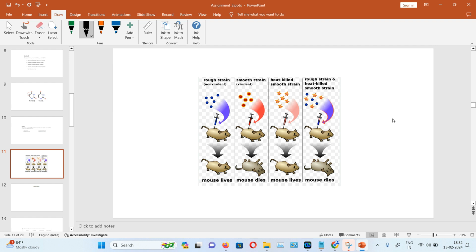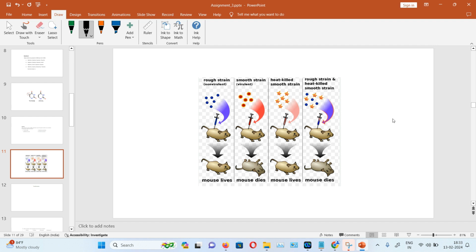What happens in the case of a smooth strain? The smooth strain has an extra protective layer, and that will withstand the immune system of the mouse, such that the immune system cannot destroy the bacteria, so the organism is affected by disease, and the mouse dies.